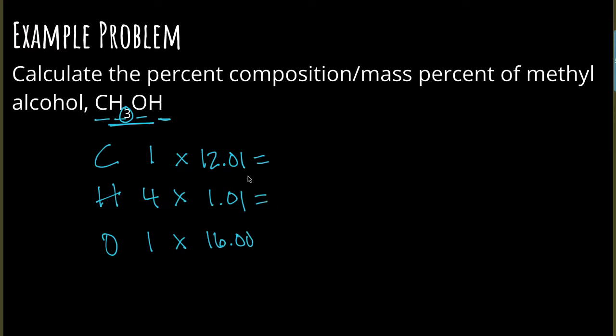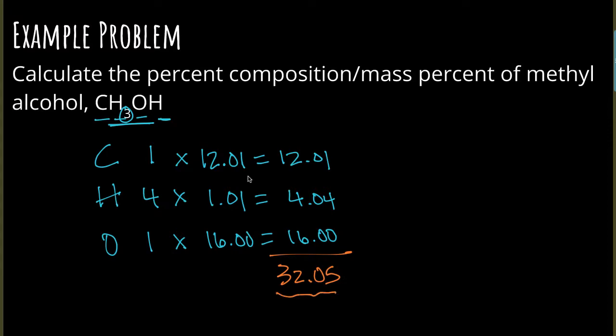And then I'm going to see what mass each of those elements contributes to the total mass of the compound. So for carbon, it's 12.01. Hydrogen's 4.04, and oxygen is 16. So then that allows me to get the total for that particular compound. The total for this compound is 32.05. So this would be the molar mass of that compound.